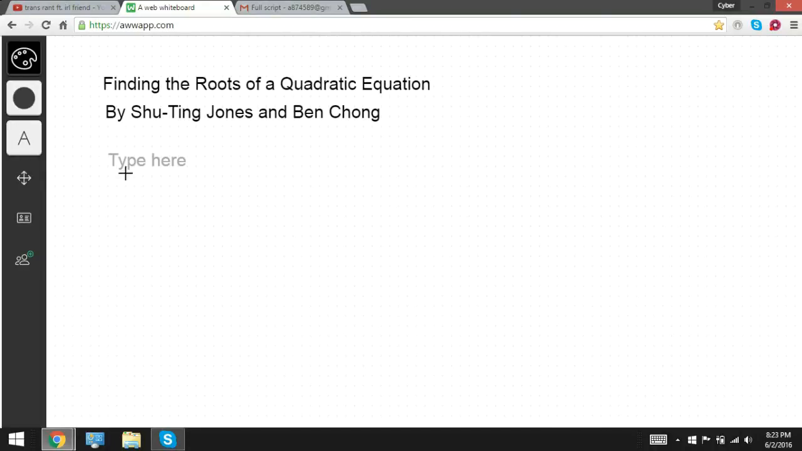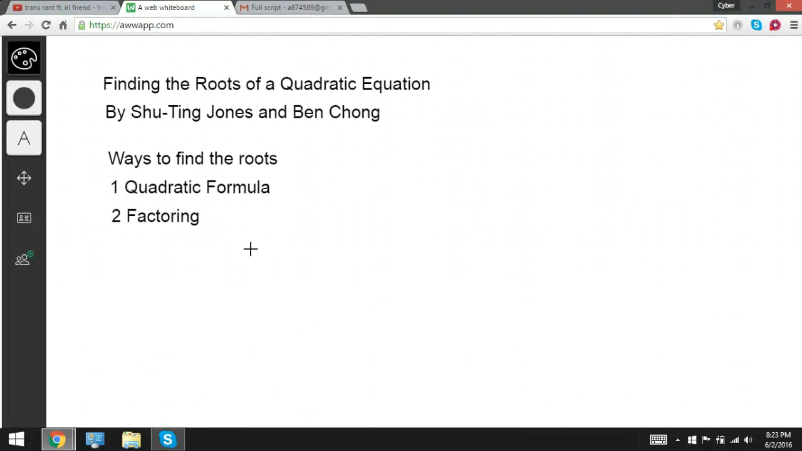Okay, so this is find the roots of a quadratic equation. Now I'm going to be showing you 3 ways to find the roots. First one is quadratic formula. Second one is factoring. Third one is completing the square. And fourth one would be... the fourth one doesn't exist.